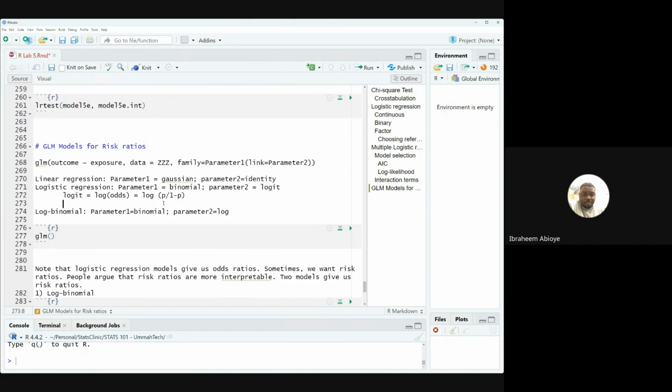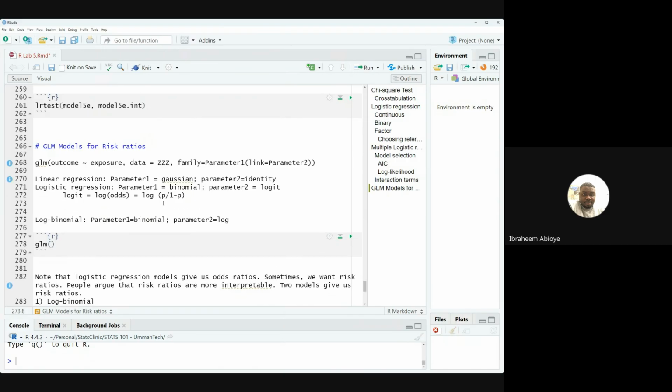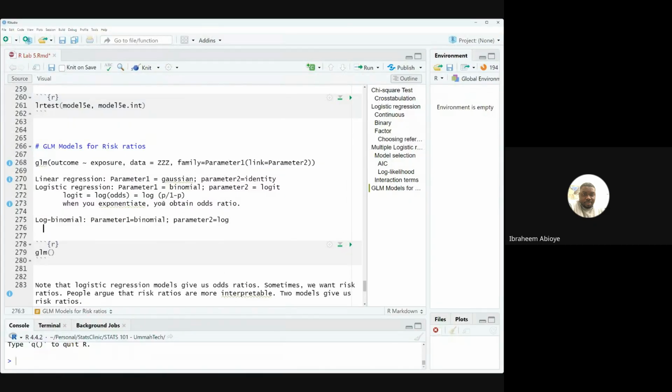Now, in logistic regression, the outcome that you get when you exponentiate, you obtain odds ratio, right? We all know this by now. But in log binomial, when you exponentiate, you obtain the risk ratio. So let's take an example.